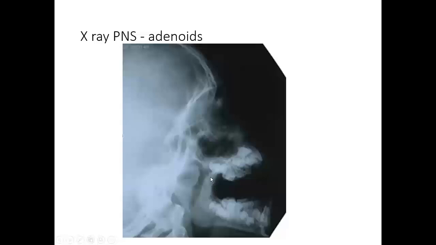The other condition affecting the nasopharynx would be the adenoids. This is commonly seen in the 2 to 6 year age group, and you can identify it on an X-ray like this. If you look at the cross section from the skull base to the soft palate in this area, you can see how the adenoids reduce the space available for breathing. In this case, almost by 50%.